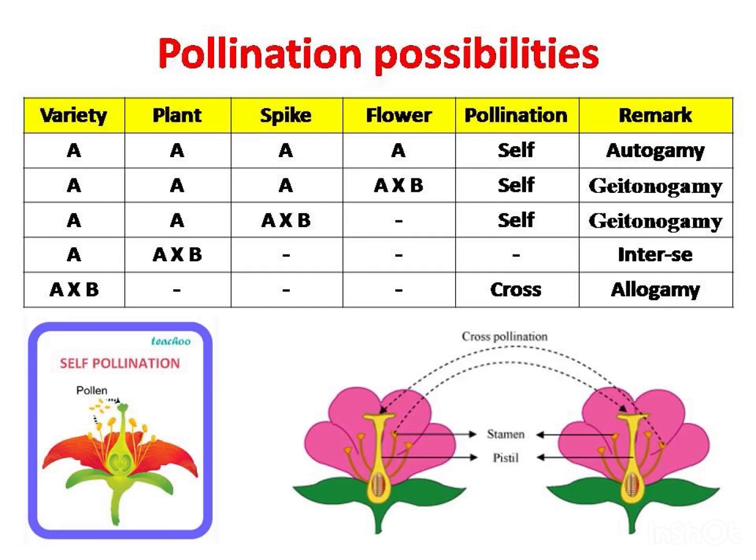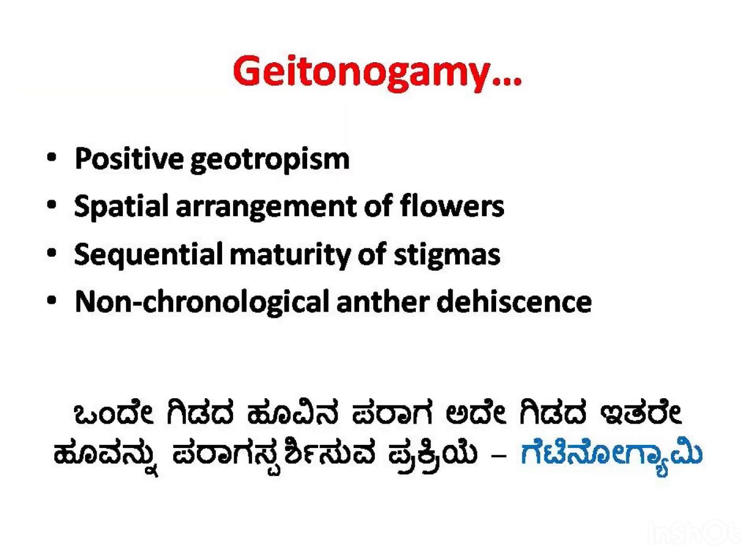So understanding these possibilities is of crucial importance in understanding the floral biology or breeding behavior of this black pepper, black gold rather. Now, geitonogamy is more common in case of pepper, that is between different flowers within the same plant, or within the same spike, or between different spikes in the same plant. So that is geitonogamy.